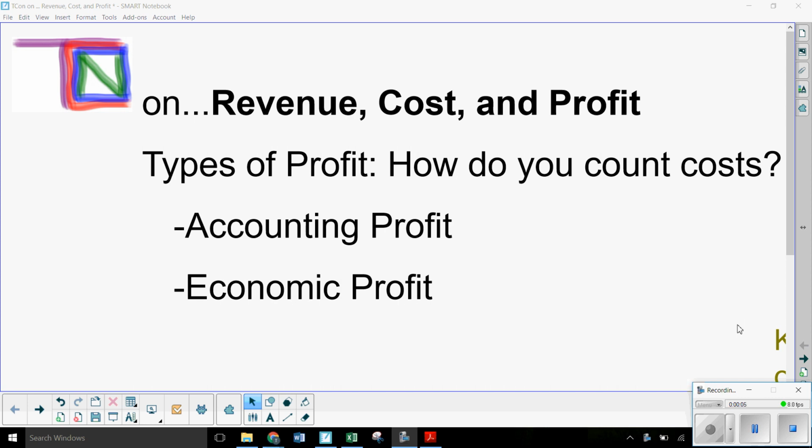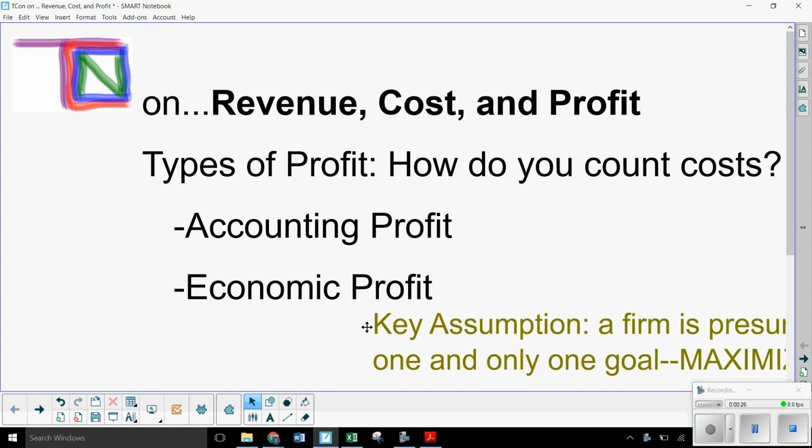This one is TCon on revenue, cost, and profit. So in this video, what will you learn? You'll understand types of profit, which mostly comes down to how you count costs, because accounting profit and economic profit differ insofar as they understand and calculate costs differently. So that's kind of your goal, and hopefully in the next few minutes you'll feel clear about that.